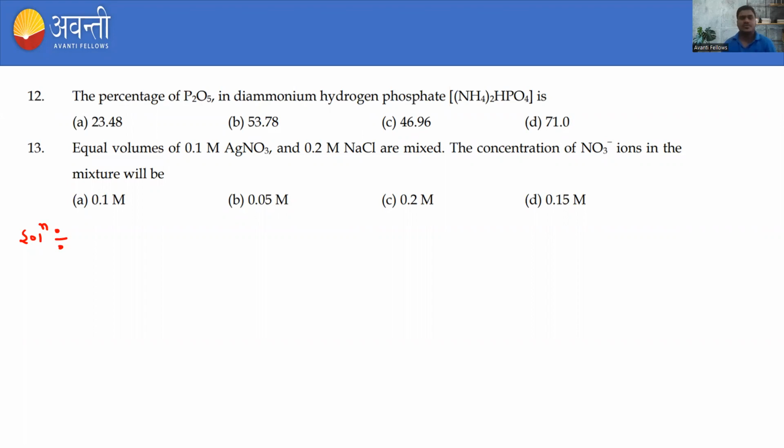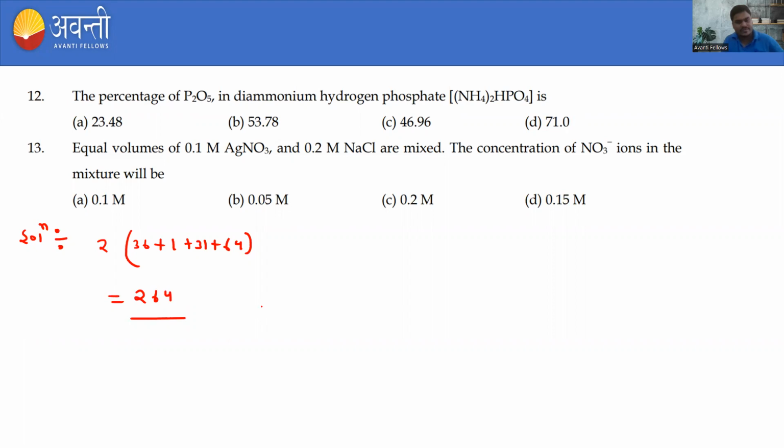So what is the percentage of P2O5 in diammonium hydrogen phosphate, (NH4)2HPO4? This is a very simple question. Just multiply the 2, because we know the molecular mass of NH4, that is NH3, 34, and again 1. So this becomes 36 plus 1 plus 31 plus 64. So this comes out to be 264. So in total this is 264.